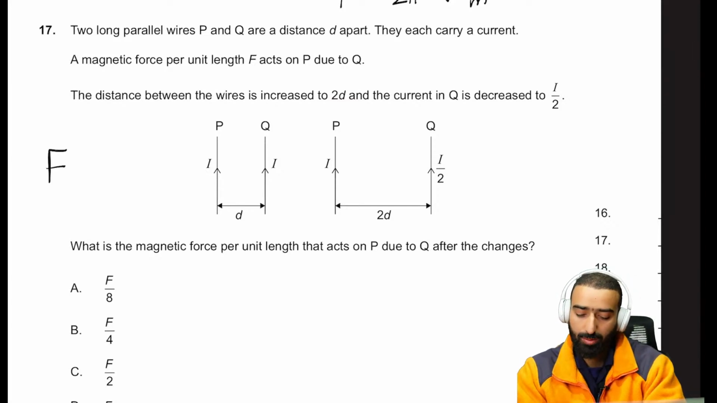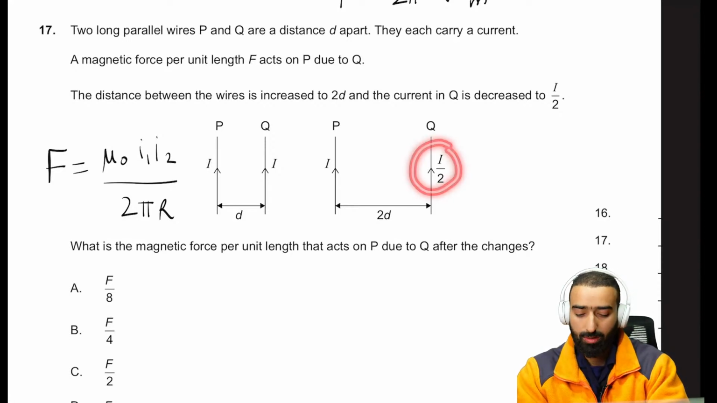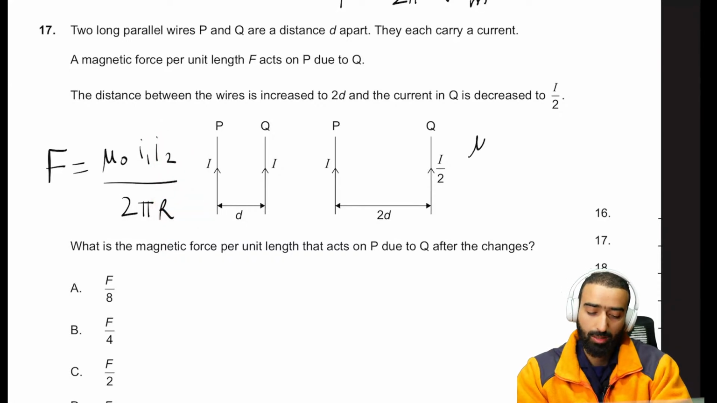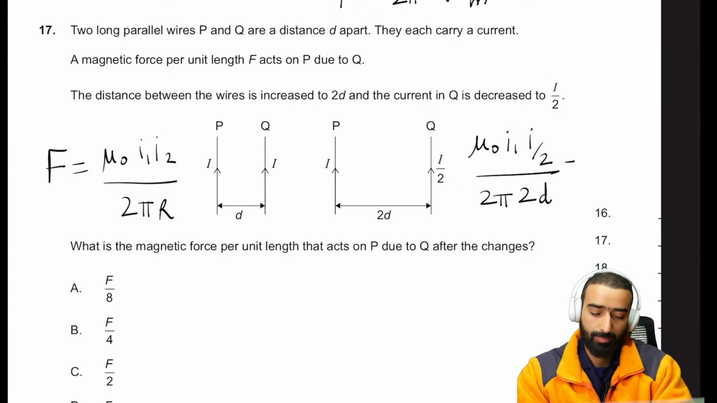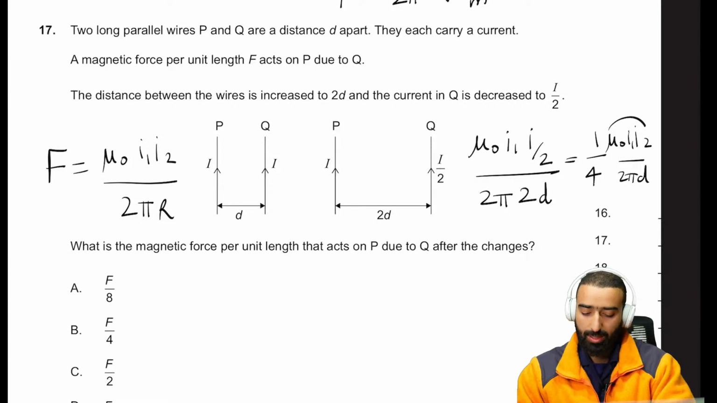In your data booklet, you will see an equation for F, that is mu 0 I1 I2 divided by 2 pi r, where r is the distance. Now if one of the currents falls by half, what happens to the distance? It also increases 2 times. What would happen to the equation? The new equation would be mu 0 I1 over 2 pi 2d. This becomes 1/4 of the initial force. So that's F over 4.